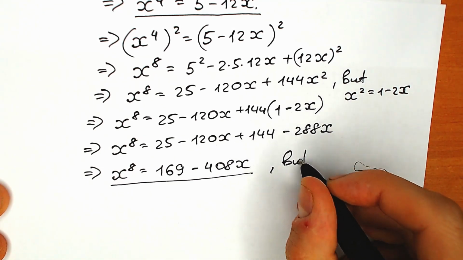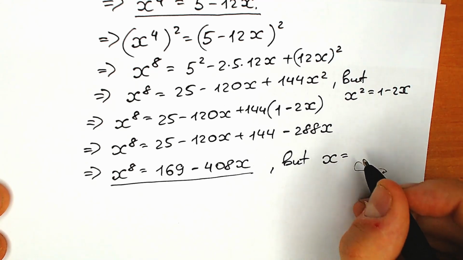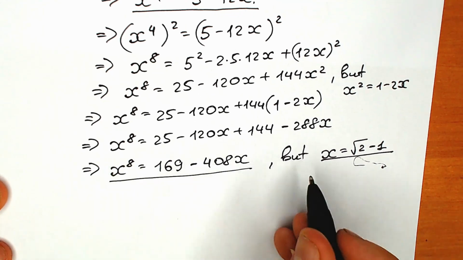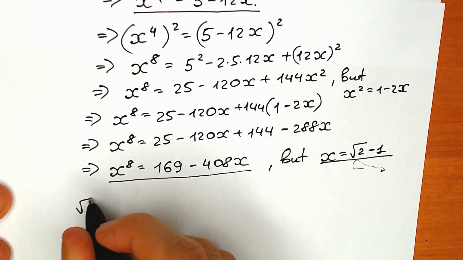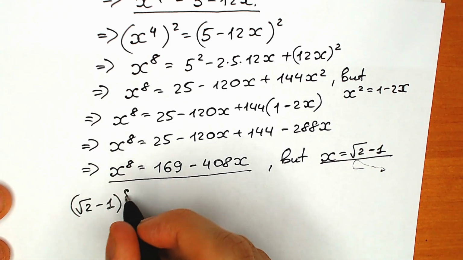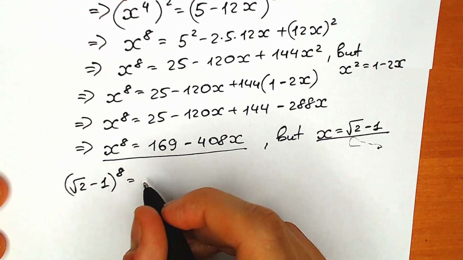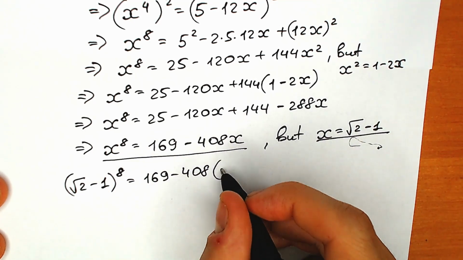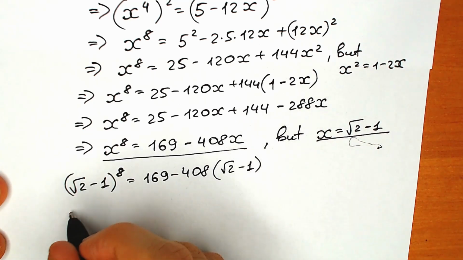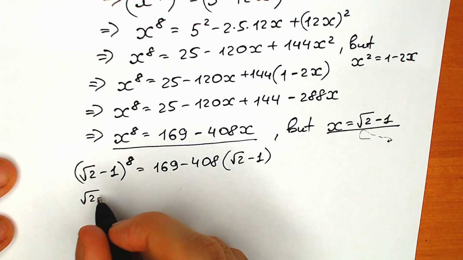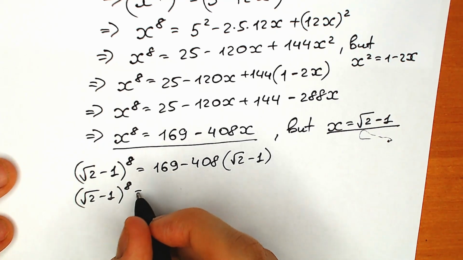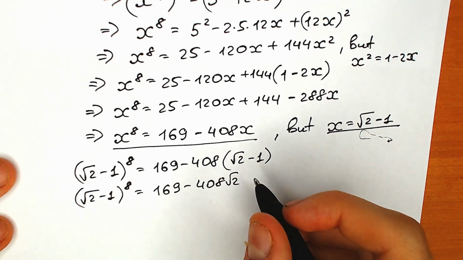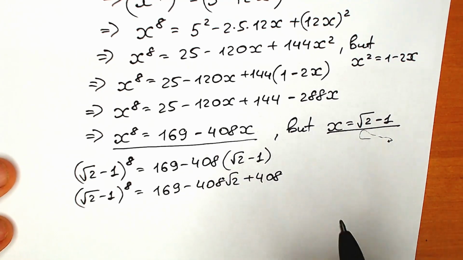This is our x to the power 8 of the expression that we need to find, but in the beginning we made a substitution that our x is equal to square root of 2 minus 1. So right now, instead of x, let's plug in square root of 2 minus 1. As a result, we'll have square root of 2 minus 1 to the power 8. So the expression that we exactly need equals 169 minus 408 times x, but x equals square root of 2 minus 1. So from here we have square root of 2 minus 1 raised to the power 8 equal to 169 minus 408 square root of 2 plus 408.